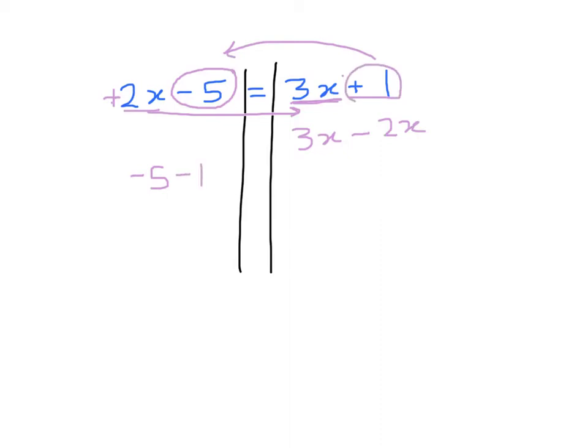You see what I mean when I say you've got to always think when it crosses over, it becomes the opposite. A plus 1 becomes a minus 1. A minus 2x will become a plus 2x. So let's tidy up what I've got here. Equals 3x minus 2x means 1x. This is negative 5, negative 1, which is negative 6. Or you could say negative 5 minus 1 is negative 6, or negative 5 plus a negative 1 is negative 6. And that equals one lot of x, so x equals negative 6.